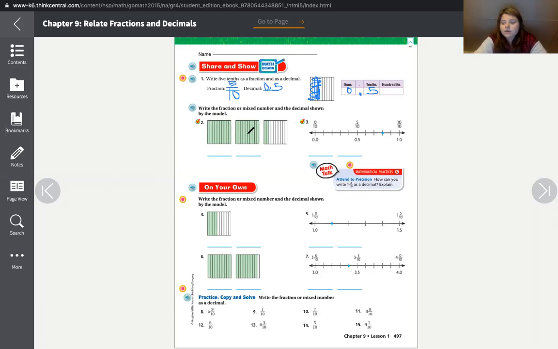Okay, let's look at this one. They didn't tell us the fraction. We have to figure out what that fraction is and how we would write it as a fraction and a decimal. Okay, so they have 1 whole shaded, so that equals 1. Another whole shaded, so now we're up to 2 wholes, and we have 2 out of 10 shaded. So we should be able to say that this is 2 and 2/10.